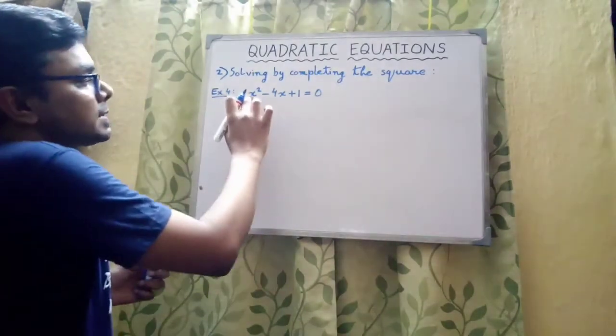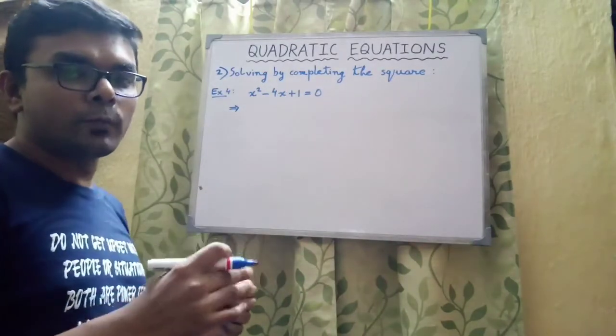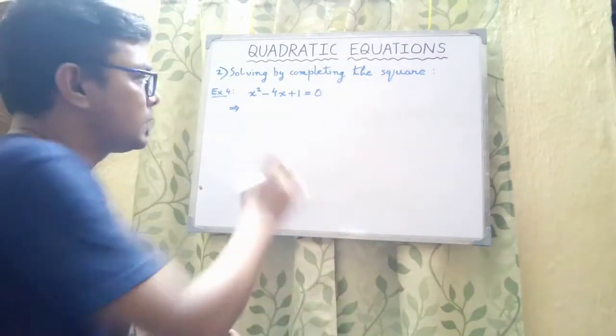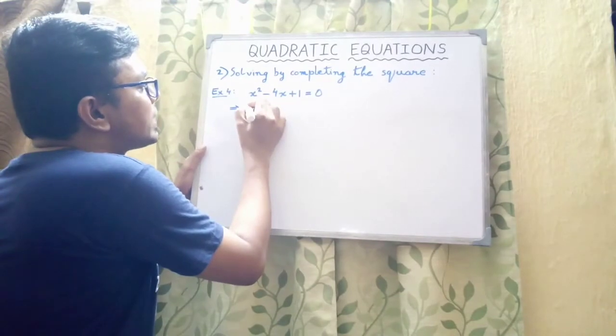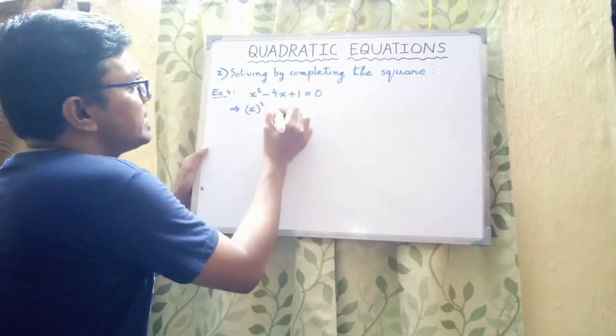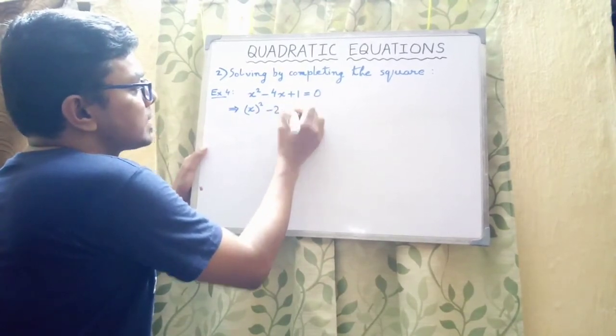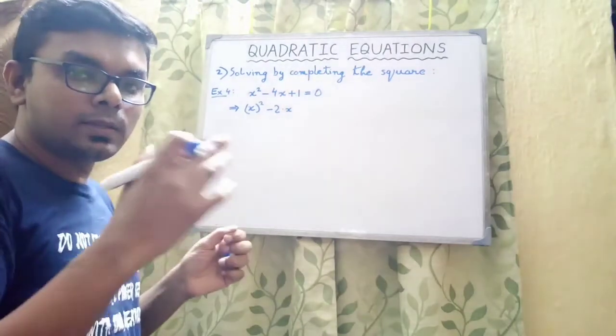So here we see x squared, which is already a square. If it is not a square, then what we have to do, I'll show you in another example. So here we find already a square, so we write it as a whole square, that is x whole square minus 2 into x. Now why are we thinking like this?